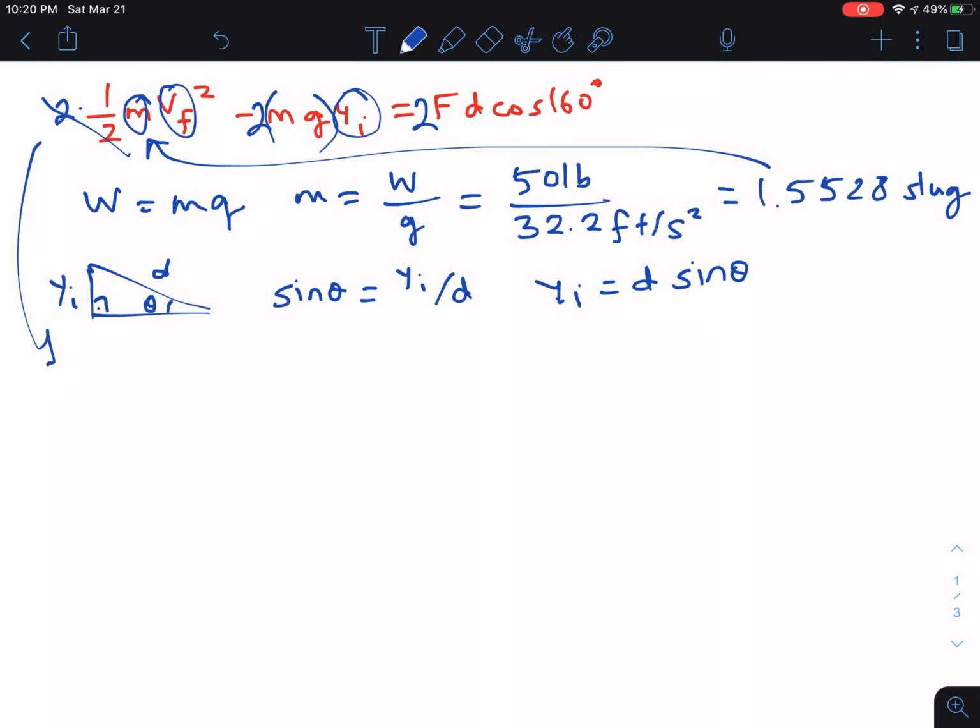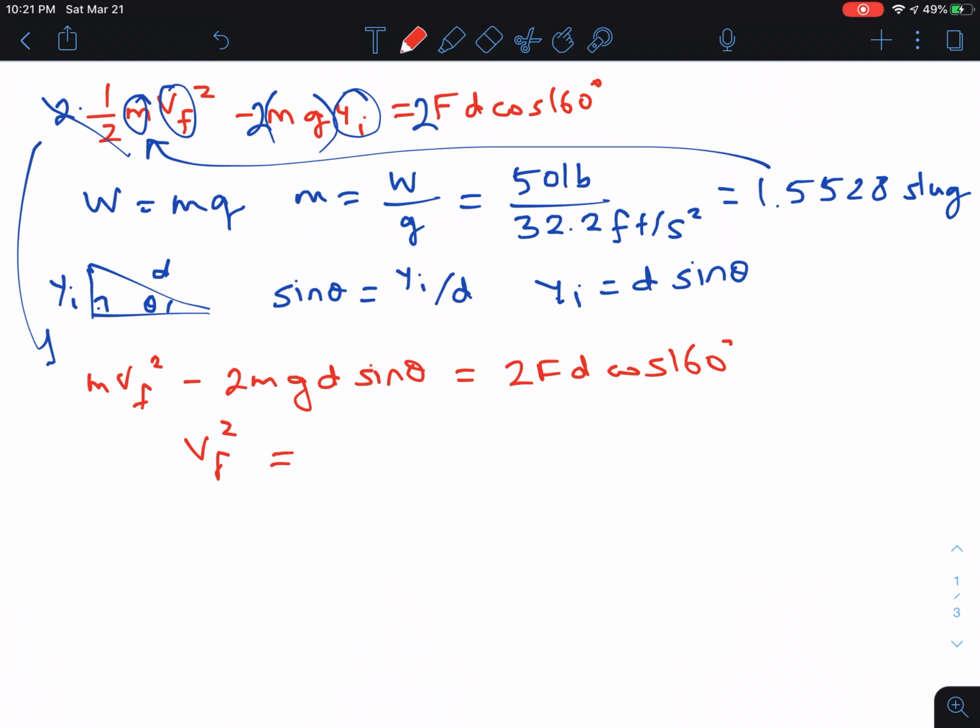So if I go back to our equation and now plug things in, 2 times 1/2 is gone, so we have mass. Just want to write it without the numbers one last time. m v final squared minus 2mg, y initial becomes d sine theta, that's equal to 2f d cosine 160. And what I'm trying to solve is v final, right? So v final squared is what?